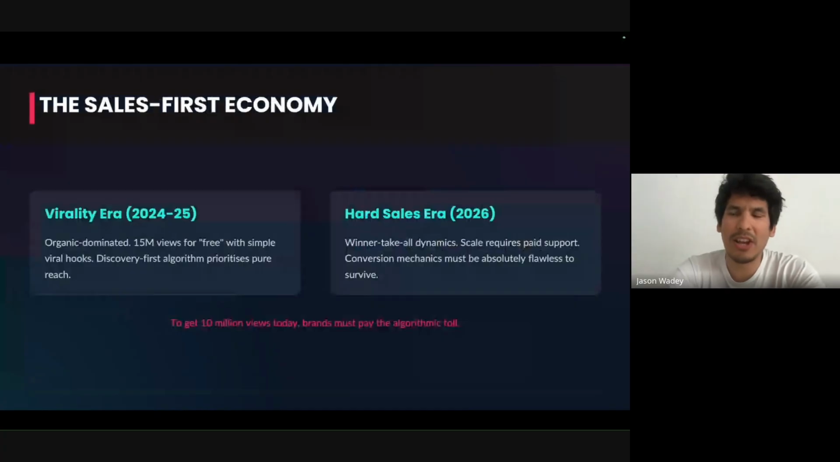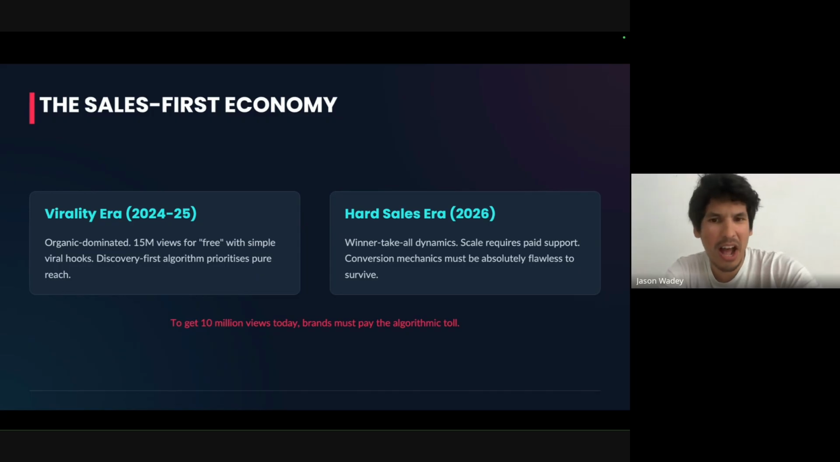So we're entering quite an interesting era right now with regards to TikTok. I don't know how many of you guys have been here since a few years back. I remember back in 2024, 25, that brands were basically going viral purely with organic reach. Affiliates would be able to just post a video, and if it had just a few viral elements in it, the outreach was just crazy. You could obtain 15 million people per video, much easier than what I would argue is today.